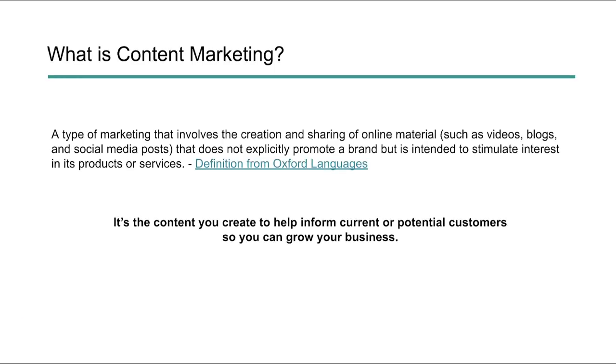So let's quickly give a brief definition of what content marketing is so that everybody here is on the same page. Content marketing is a type of marketing that involves the creation and sharing of online material. So we're talking videos, blogs, social media, and more. It doesn't explicitly promote a brand, but it's intended to stimulate interest in a product or a service. And this comes from Oxford Languages.